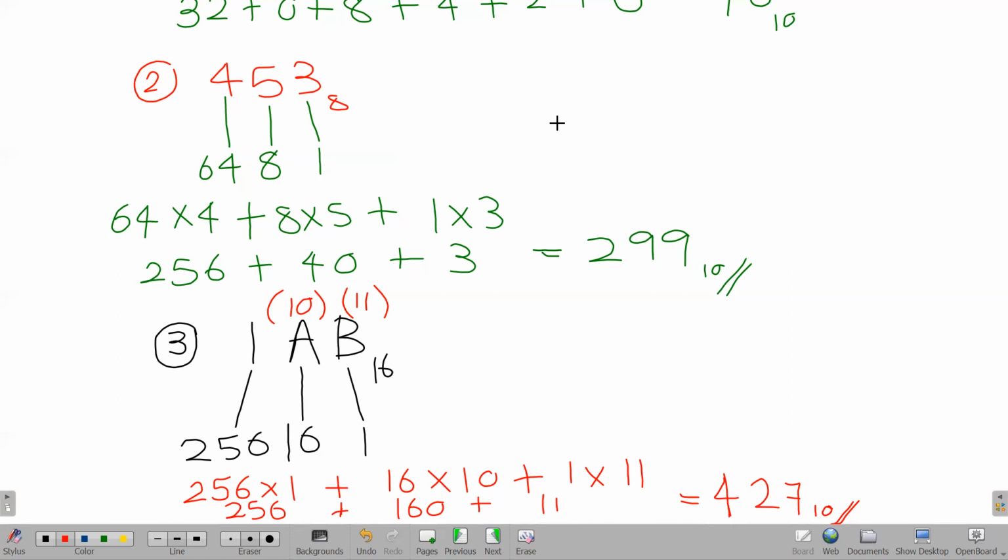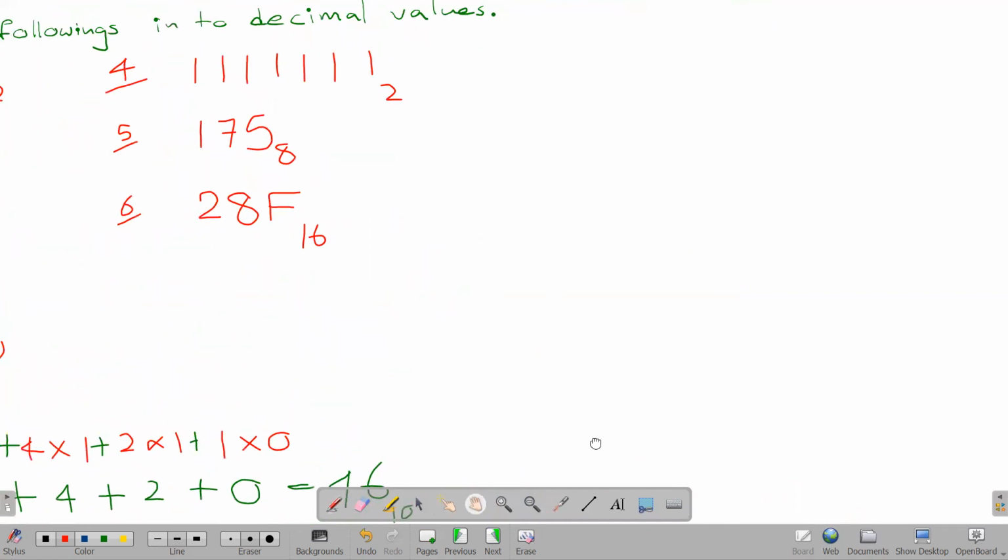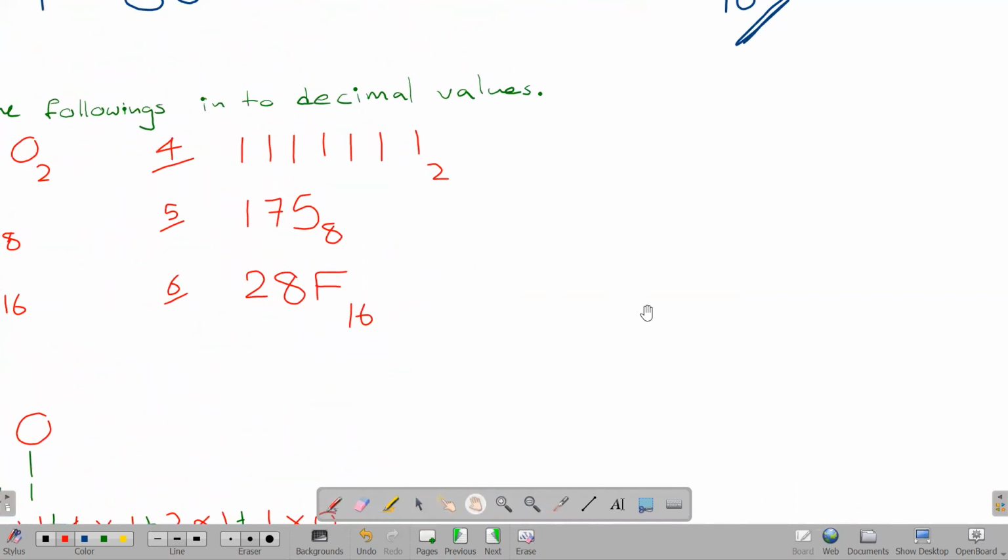So the fourth one. All right, let's go with the fourth one. The fourth one is 7 ones. There are a lot of people who had some issues regarding this. So let's see: 1, 2, 3, 4, 5, 6, 7. So the place values are 1, 2, 4, 8, 16, 32, and 64.